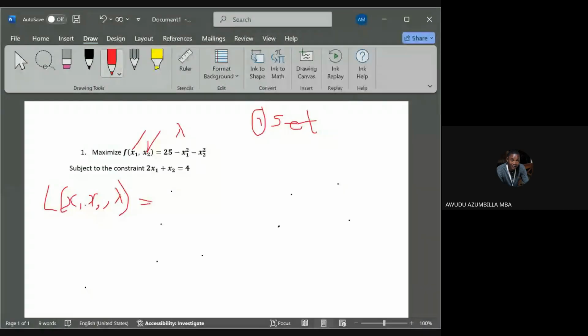Then second, we are going to use our objective function, which was f of x. So we are going to write our 25. We are setting the Lagrange. This is 25. You write it full, minus x1 squared, minus x2 squared.